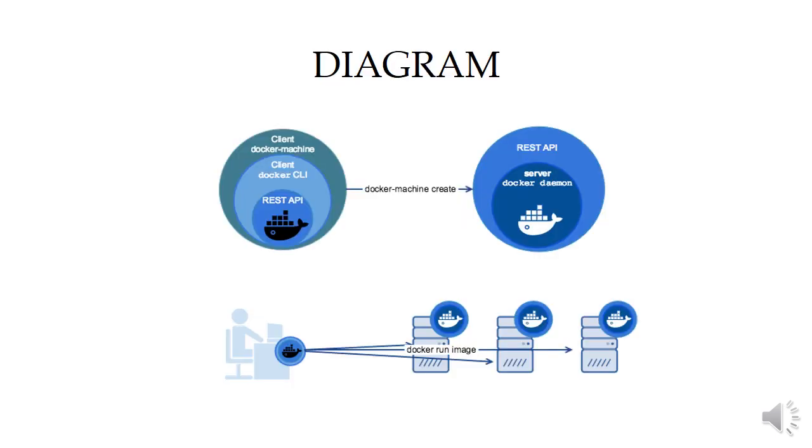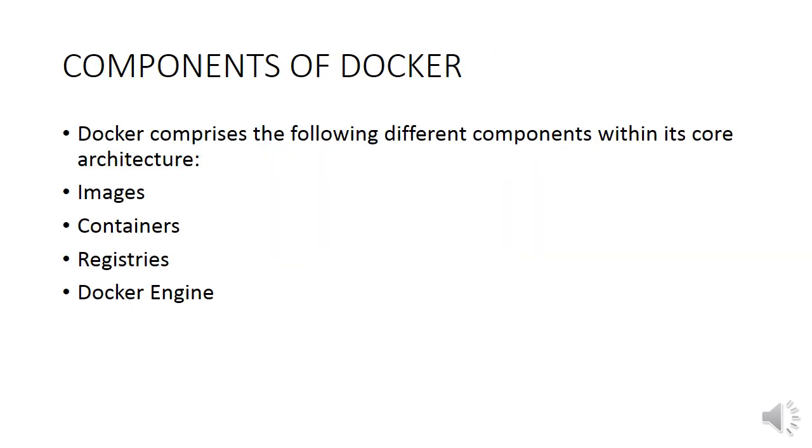Diagrammatically, this is how Docker is shown. Client Docker machine, client Docker CLI, REST API. There is a Docker machine create. REST API is a server Docker daemon. So we'll be having images, Docker run images. We'll see one by one. So, components of Docker. Docker comprises the following components within its core architecture: images, containers, registries, and a Docker engine.